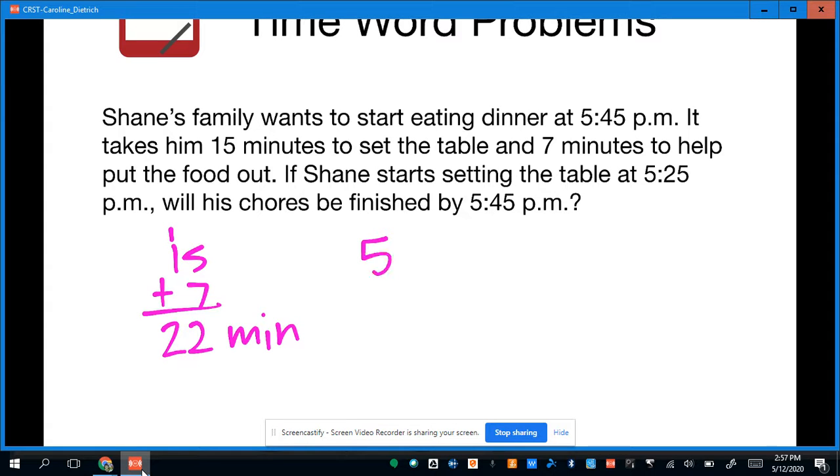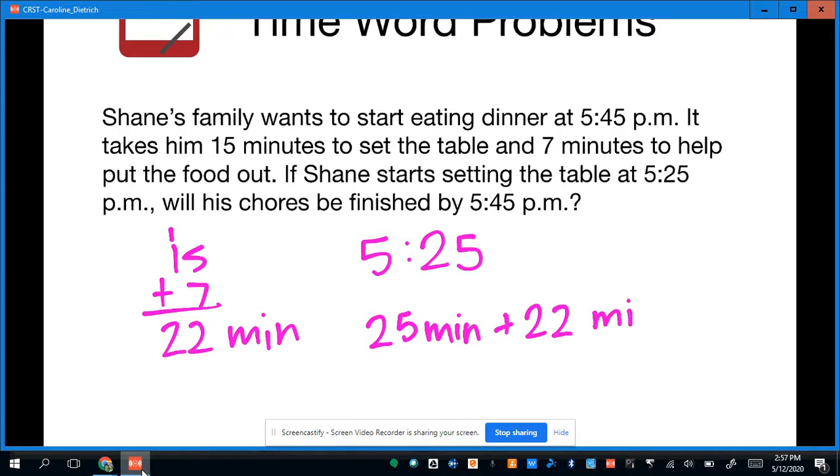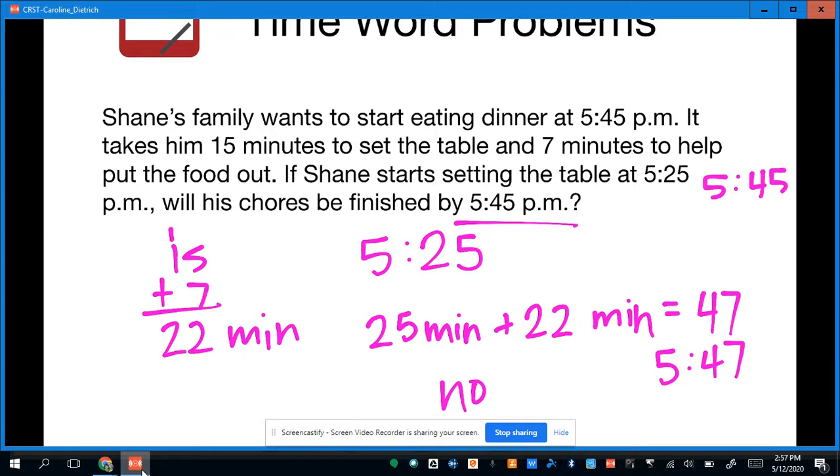So if he started at 5:25, then I would do 25 minutes plus 22 minutes, which equals 47. So 5:47, which means he would not be finished by 5:45. Or I could take 5:45 minus 5:25 and know that he only had 20 minutes. So 22 minutes would be too much.